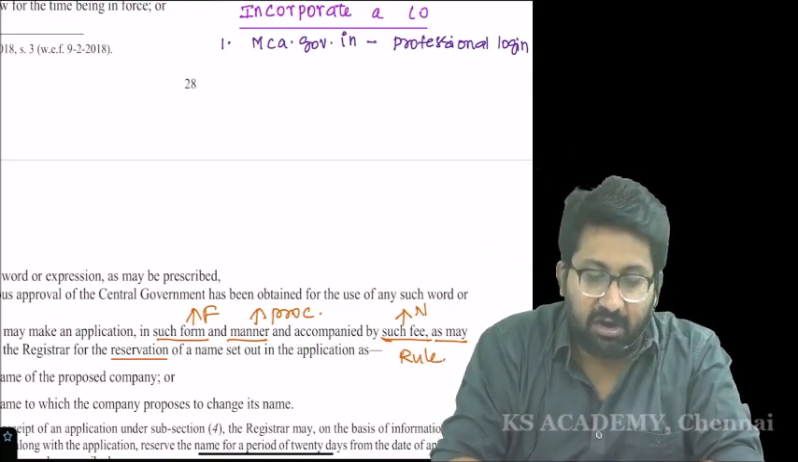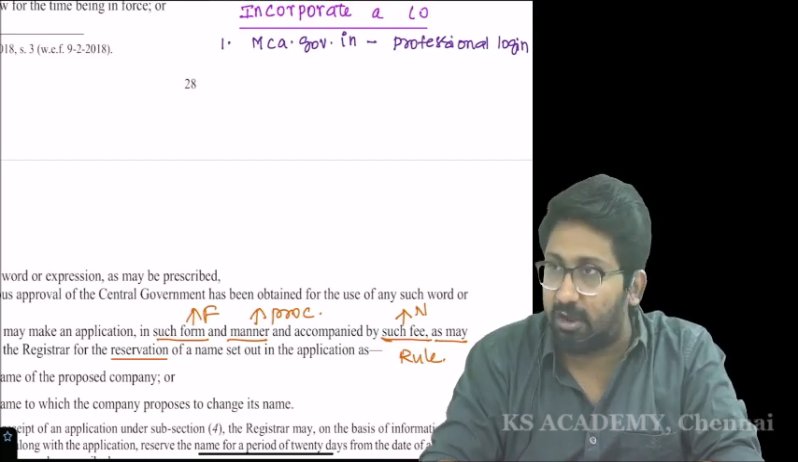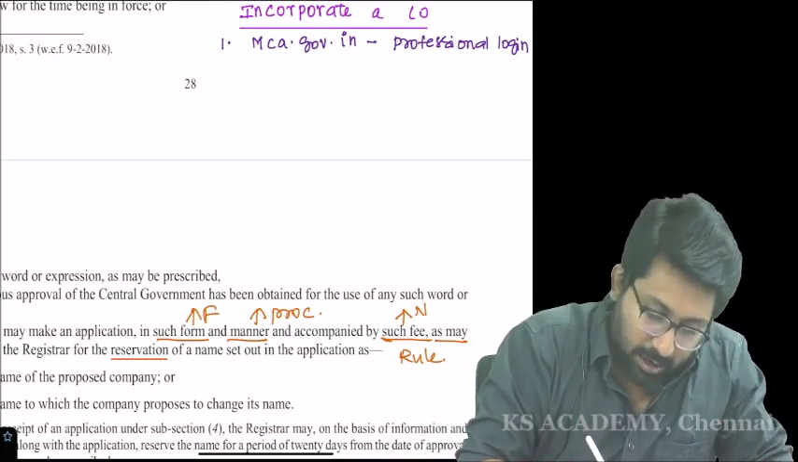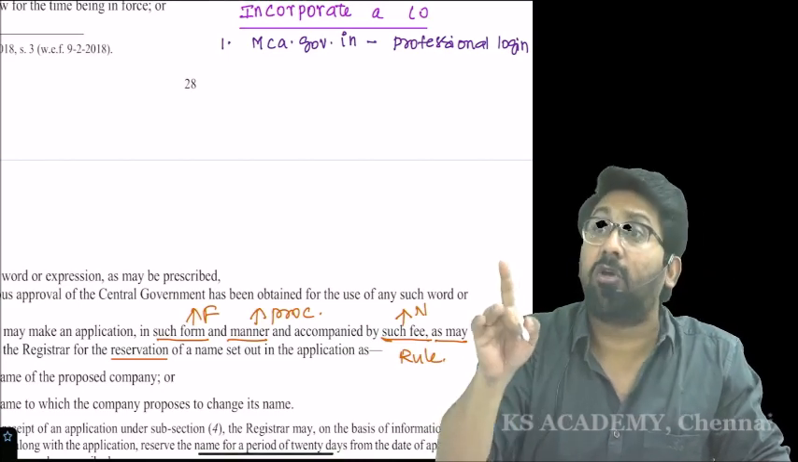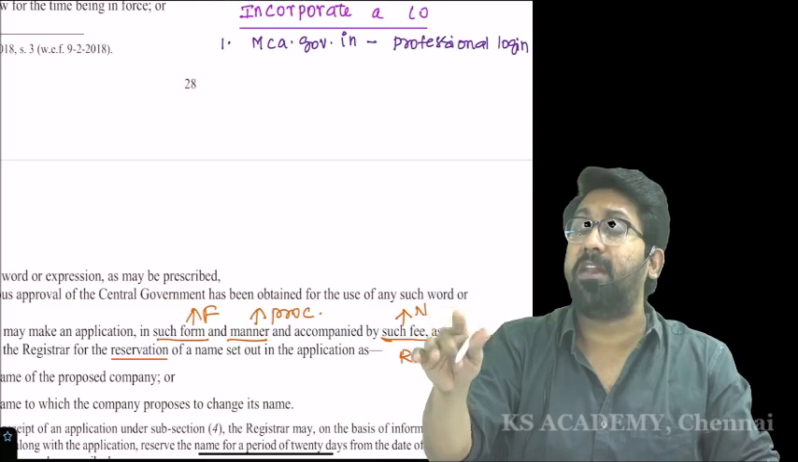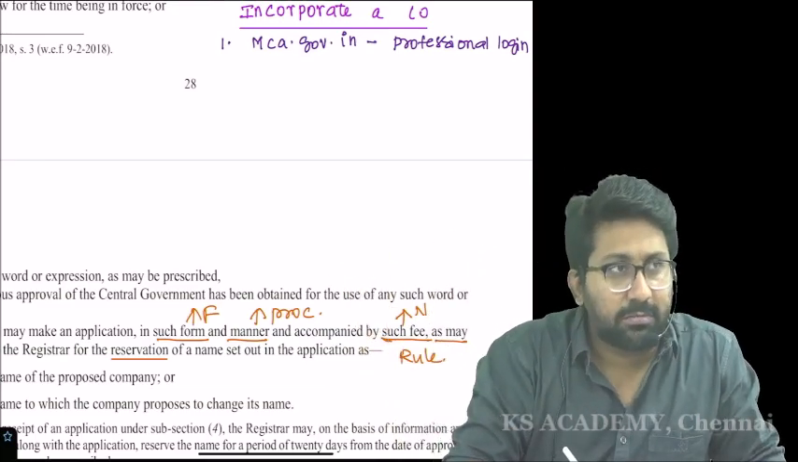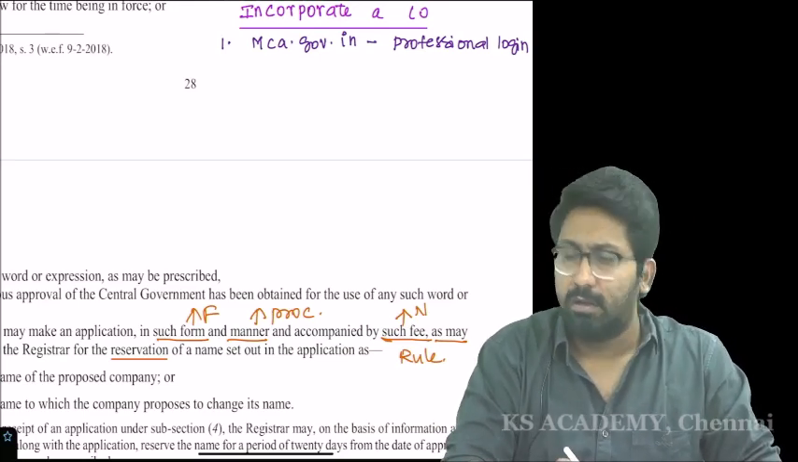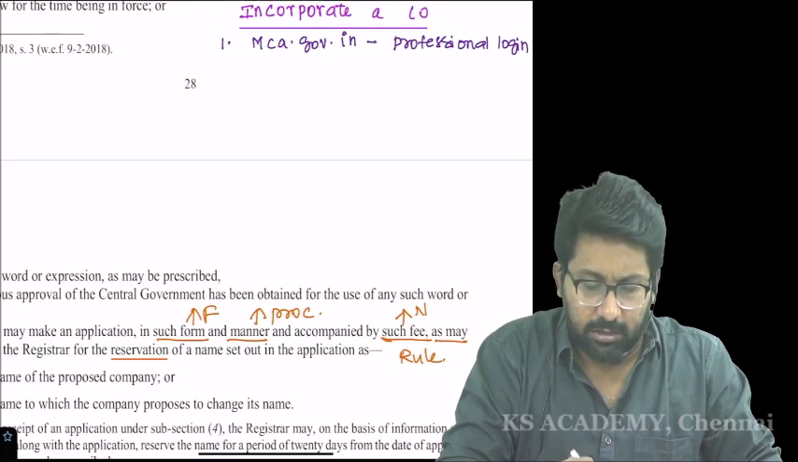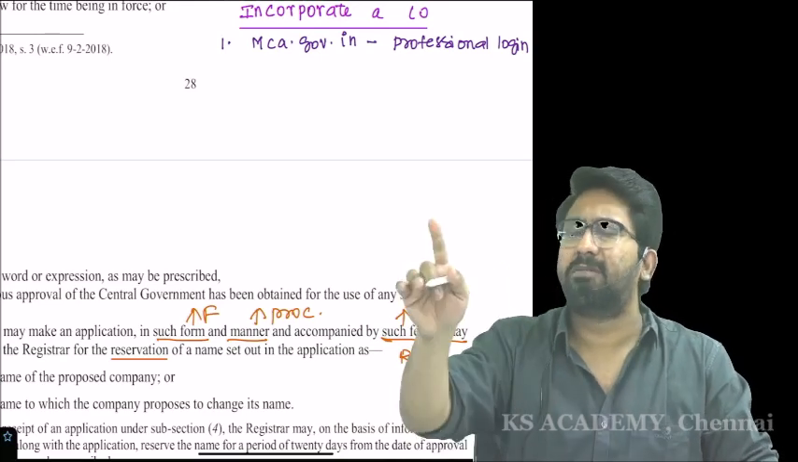So you need to enter mca.gov.in. There you need to give a professional login. Done. After that, what am I discussing? Incorporation. I am explaining how to incorporate a company in a simple way. See the screen. First go to MCA. Sir, I am very serious. Please answer everyone. First you need to go into this particular website, mca.gov.in. Okay?